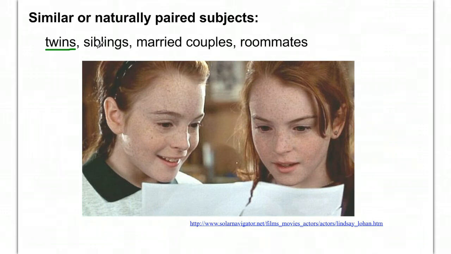Another one would be siblings. Now, siblings are not identical genetically, but they often grow up in the same place, the same environment, same parents, and so they're going to have a lot of behavioral things that are very similar to each other. Married couples. Now, in many ways, they can be very different, but at the same time, they might share certain beliefs or certain habits with each other that would make them a good pair to study in an experiment. Another one would be roommates, anything that could naturally fit together. By the way, for those of you who recognize the movie, this would be The Parent Trap.